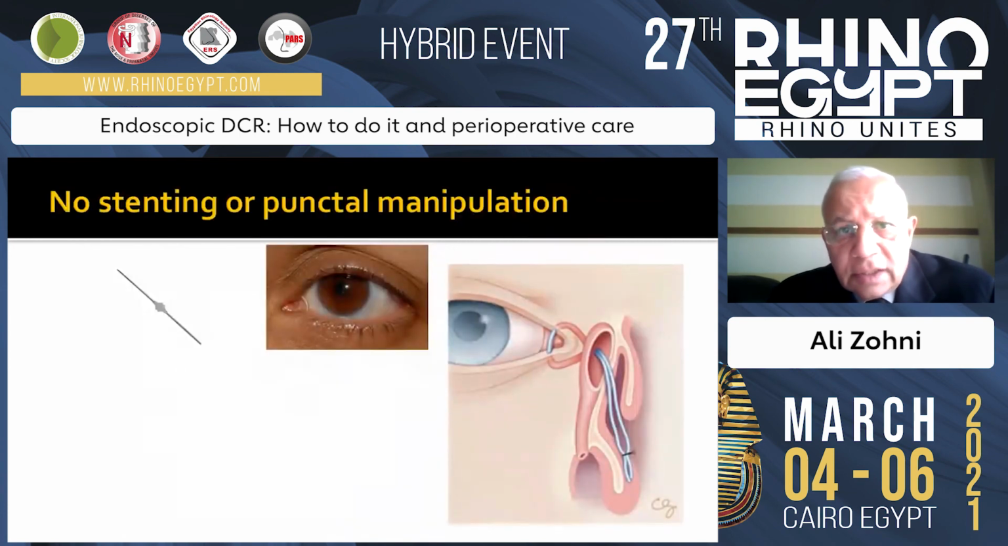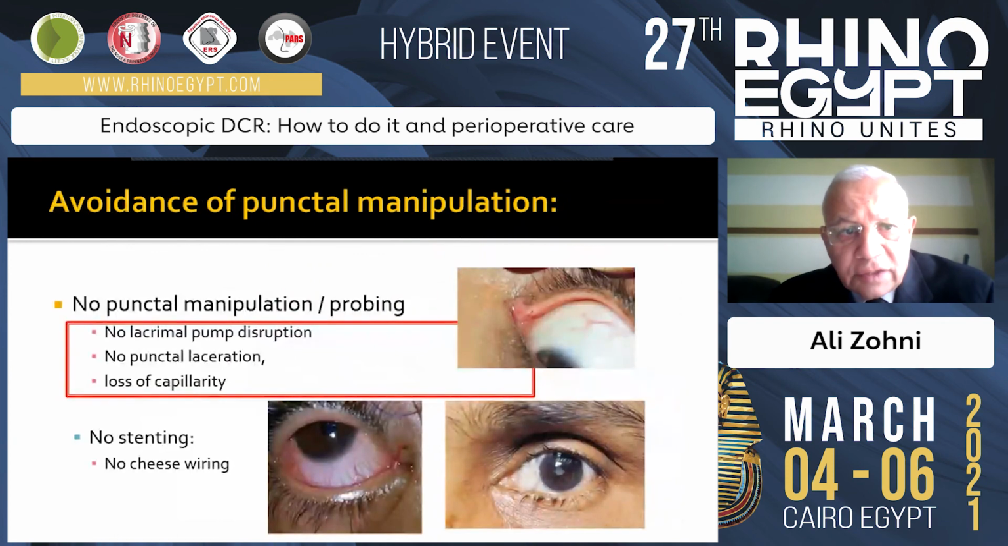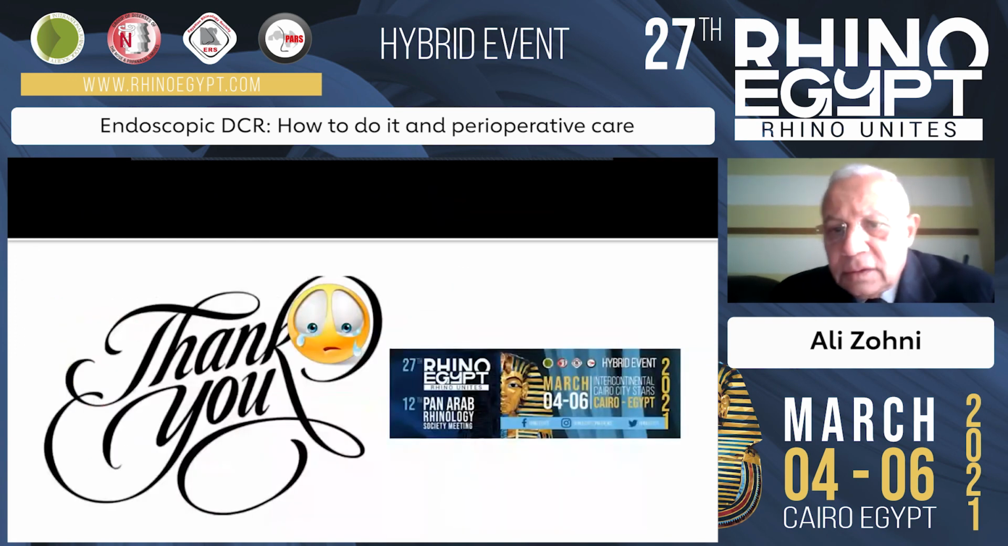The stenting and the punctal manipulation, actually it is known that when we manipulate the punctum, there are potentially many hazardous side effects. The pump action is disrupted, the puncti may lacerate, and the capillarity is lost. And if we apply a tight stent post-operatively, cheese wiring may occur, which affects the functional effect of the whole system.